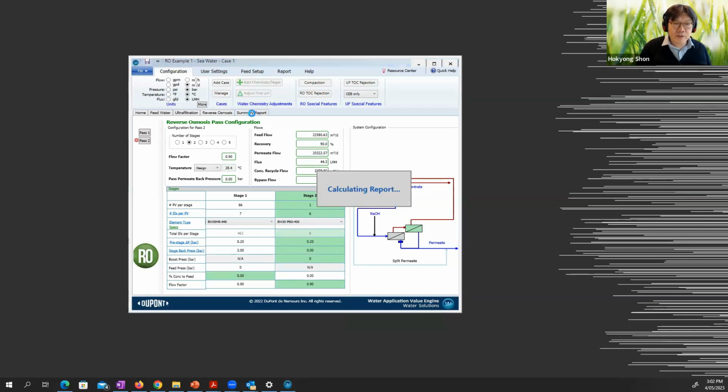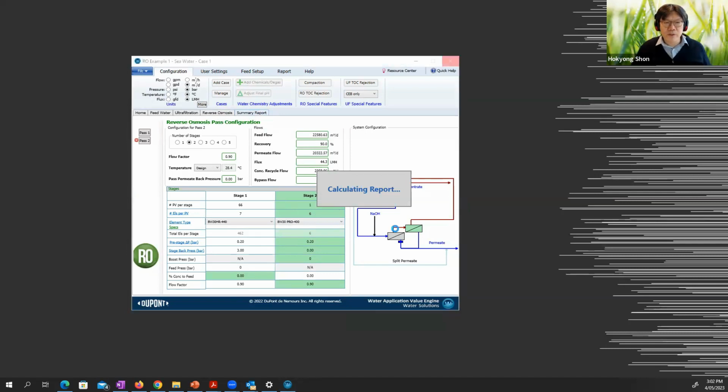And then you can click summary. The summary report will calculate how much water will pass through, how much energy consumption you will get, how much rejection of the different ions you will create, and what your overall inorganic scaling potential is, or some other pH adjustment, and some other scalant. Anti-scalant has to be added. So you will get your calculation report based on that.